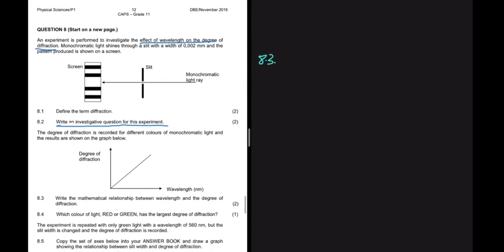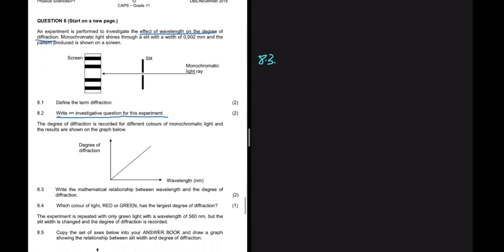8.3 is saying that the degree of diffraction is recorded for different colors of monochromatic light, and the results are shown on the graph below. On the y-axis, we have the degree of diffraction, and on the x-axis, we have the wavelength. And then the question is saying, write the mathematical relationship between wavelength and the degree of diffraction.